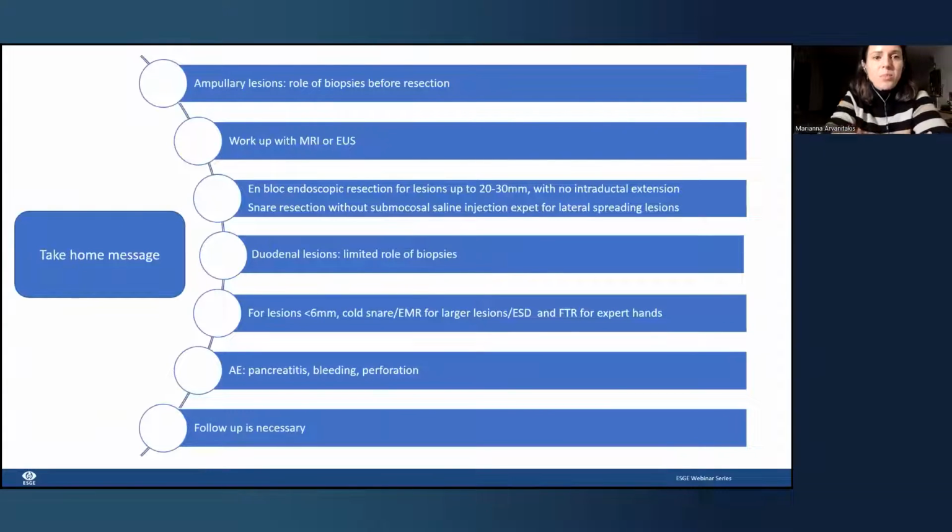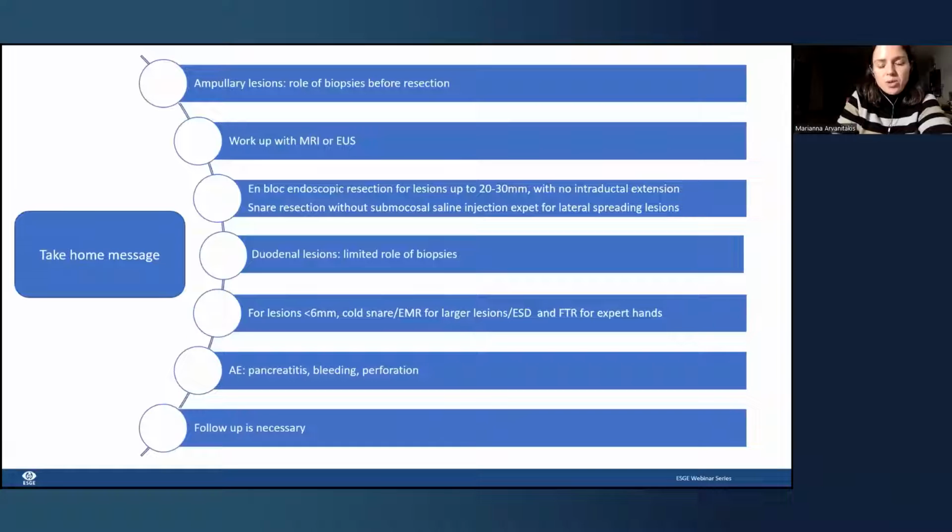So to wrap up, ampullary lesions, there's still a role of biopsy before resection. We complete the workup with MRI or US according to the local expertise. En bloc resections for lesions up to 20 to 30 millimeters with no intraductal extension. And we do not inject submucosal saline except for these ampullary lesions that are combined with lateral spreading duodenal lesions.